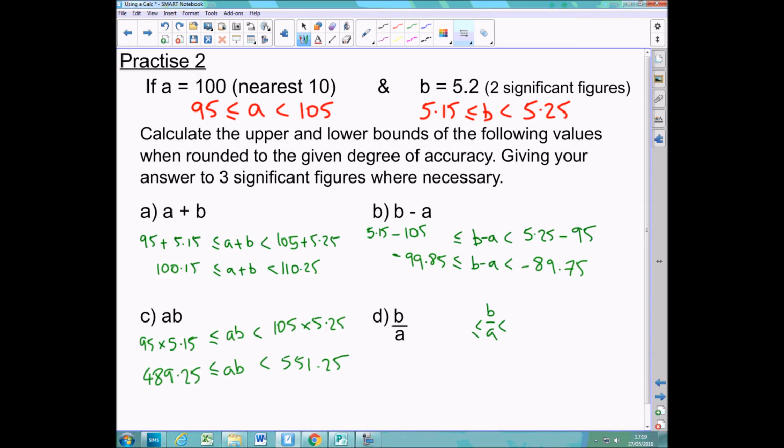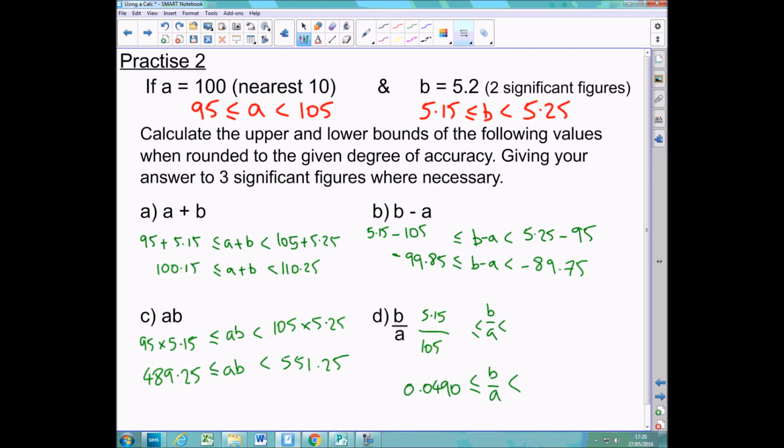So I'm going to start with the lower bound, starting with the smallest possible value of B, which is 5.15. I'm going to divide that by the biggest possible value of A, which is 105. And this, then rounded to three significant figures, is 0.0490.